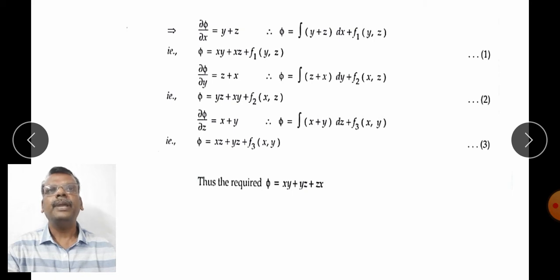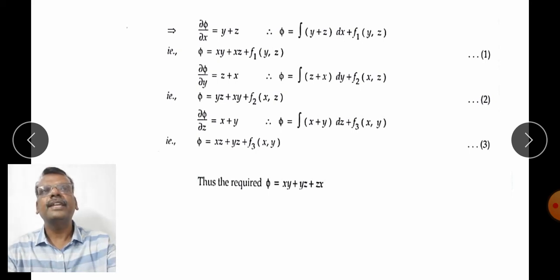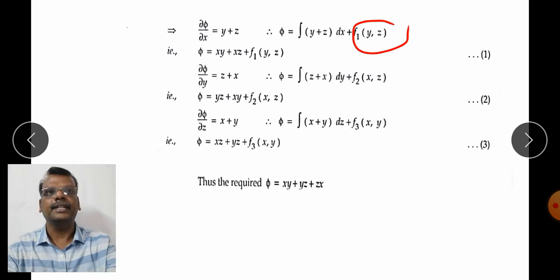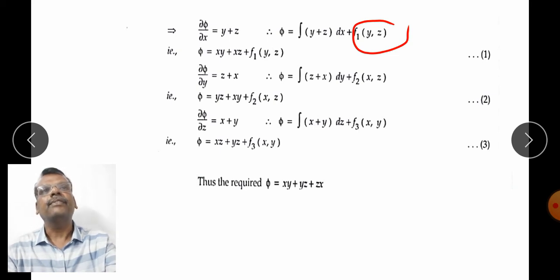First one, dou pi by dou x is equal to y plus z, integrating partially. Pi is equal to integral of (y plus z) dx plus f1 of yz. Here f1 of yz, which is an integral constant, is a function in y, z. Therefore, pi is equal to xy plus xz plus f1.